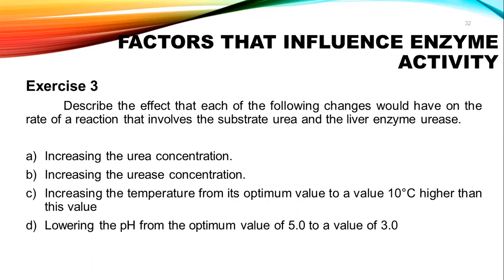So question here: describe the effect that each of the following changes would have on the rate of reaction that involves a substrate urea and the liver enzyme urease. Increasing the urea concentration, what will happen to the rate of reaction? Your substrate is urea, and your enzyme is urease.